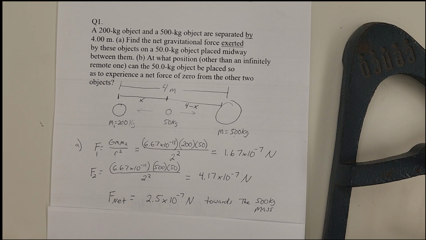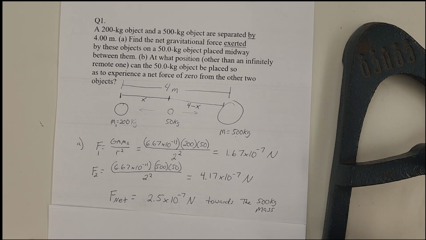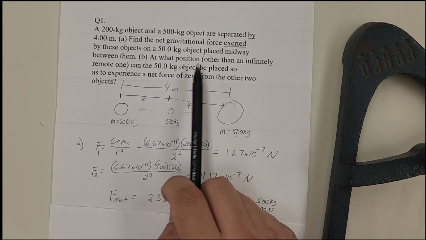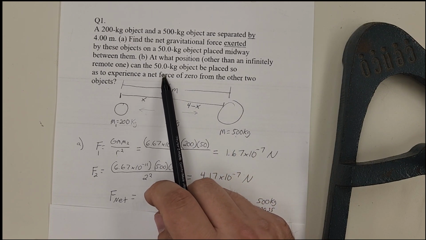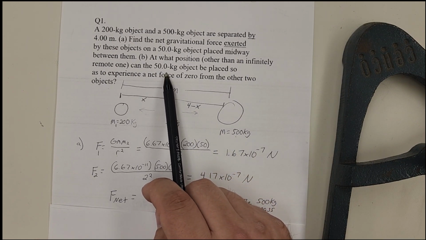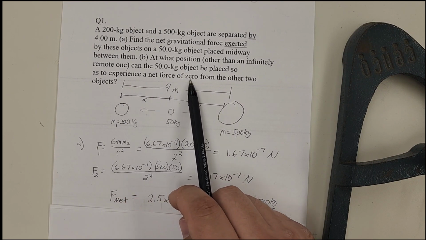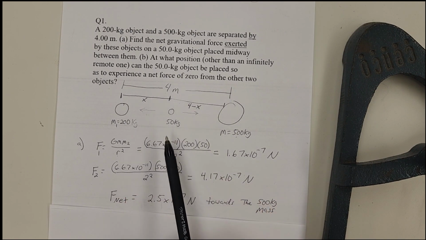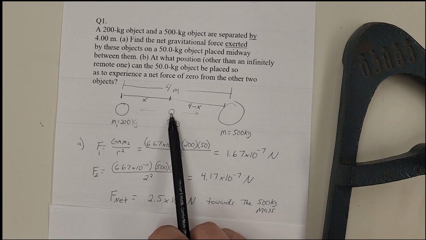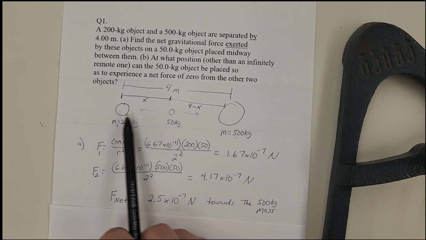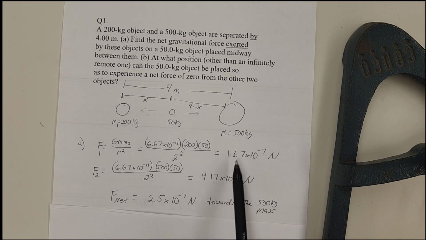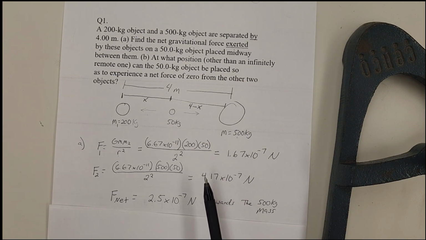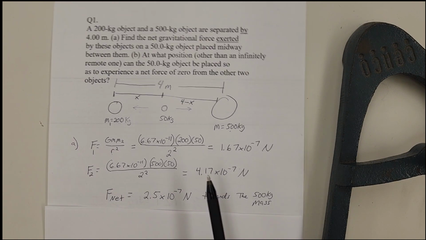Part B gets a little tougher. Part B says, at what position, other than the obvious answer of infinitely far away, can we place that 500 kilogram object so that it experiences a net force of 0 from the other two objects? So what I want to do is move this object around and find out where these two forces are equal to each other. Okay, so some things to consider.